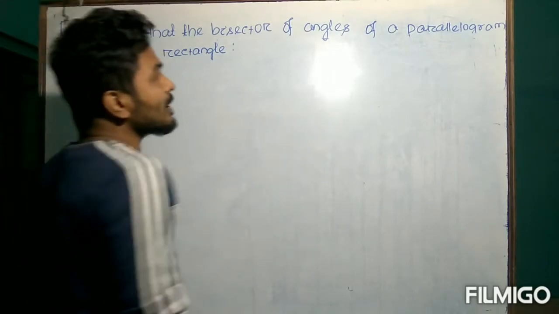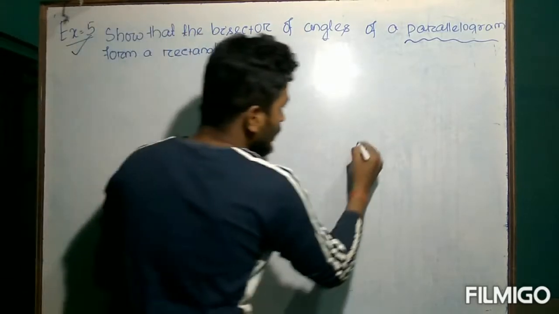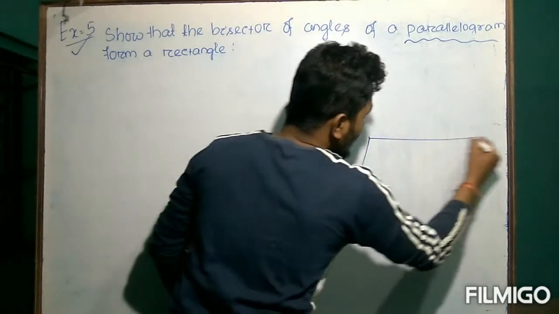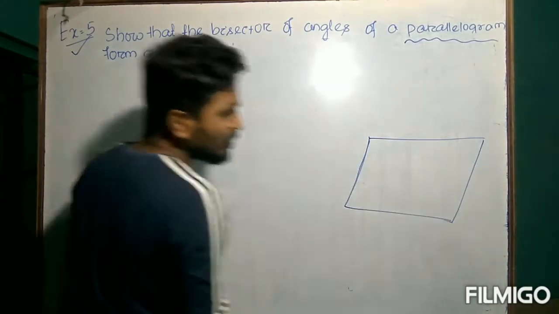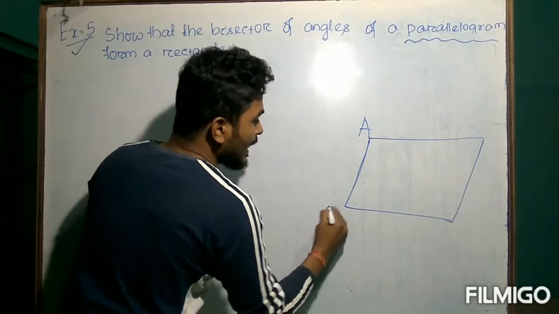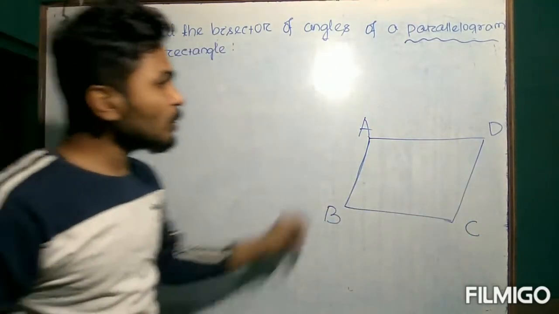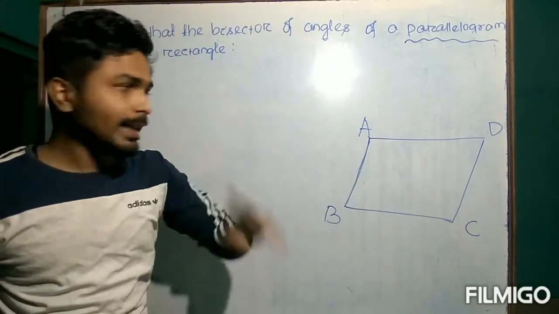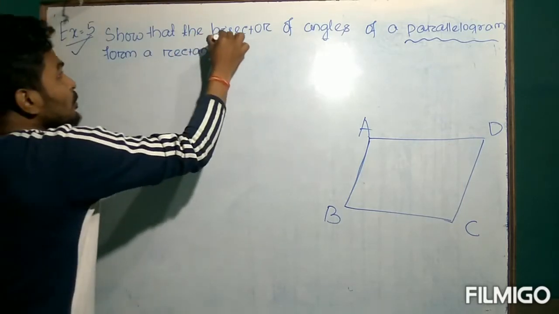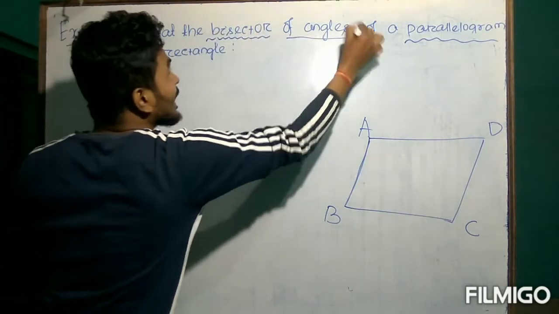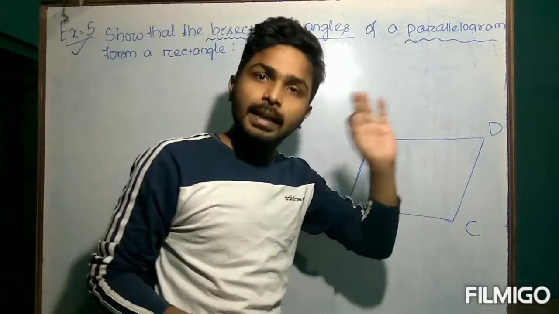So here we have to first draw a parallelogram. Okay, so let us draw a parallelogram. Let's say this is a parallelogram. Suppose ABCD is a parallelogram. As you know, in a parallelogram it has four angles: angle A, angle B, angle C, and angle D. Right? Now we have to draw the bisector of angles. Since there are four angles, we have to draw the bisector of each angle.